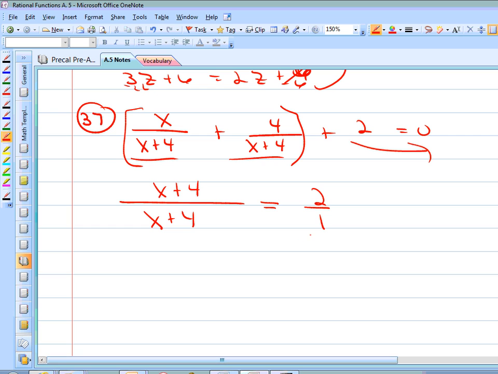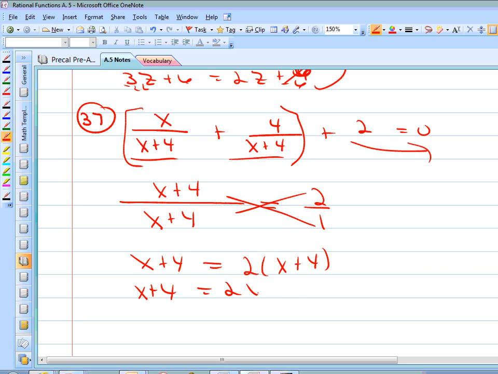And we're going to go ahead and cross multiply and solve. So 1 times x plus 4 is x plus 4 equals 2 times x plus 4. So x plus 4 equals 2x plus 8. Letters to the left, that would be a negative 2x. It would be a negative 4. So we'd have a negative x equals 4. So positive x equals negative 4.